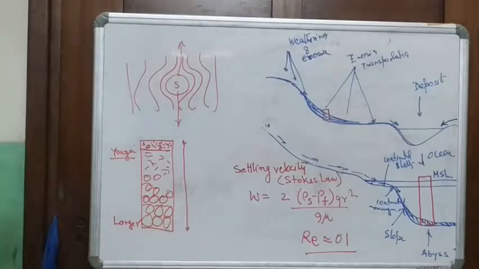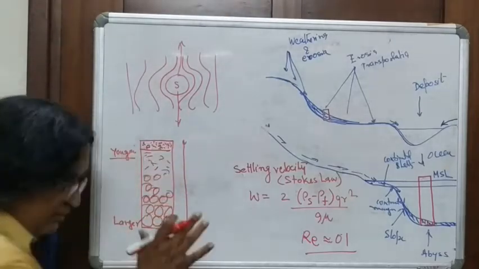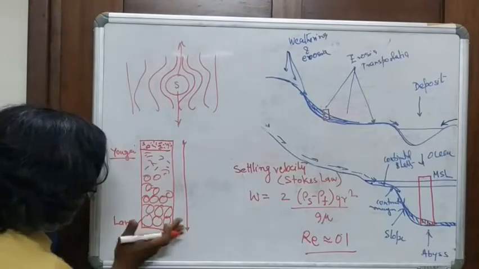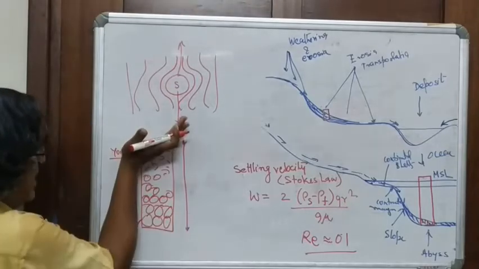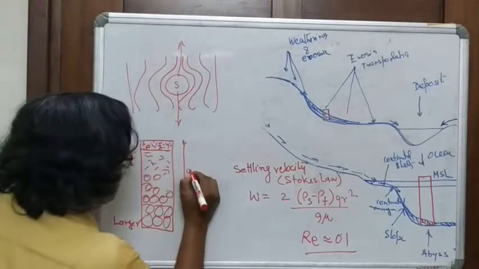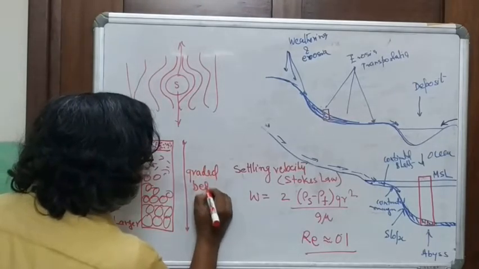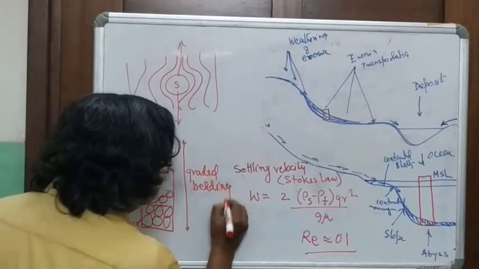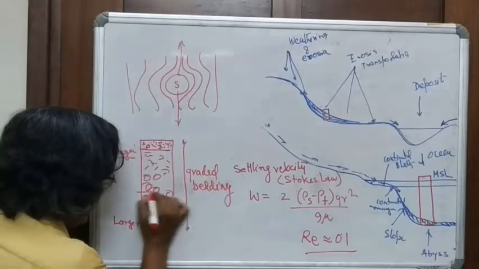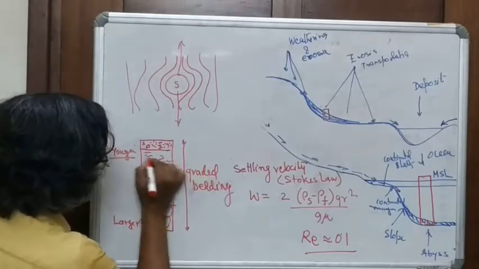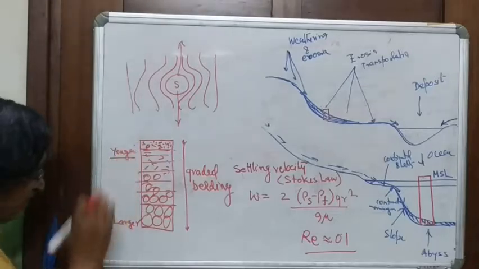So what happens is, in a cross section, you have the larger particles at the bottom and the finer particles at the top, and this is called graded bedding, where you have different layers having different sizes, with the finer sizes towards the top.